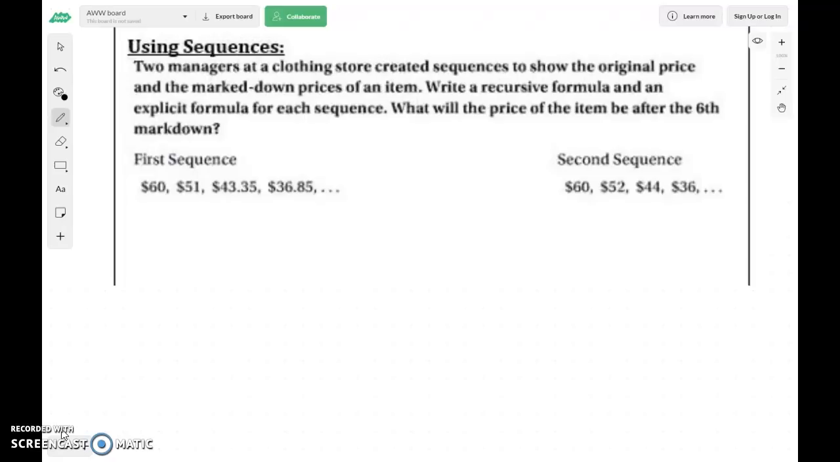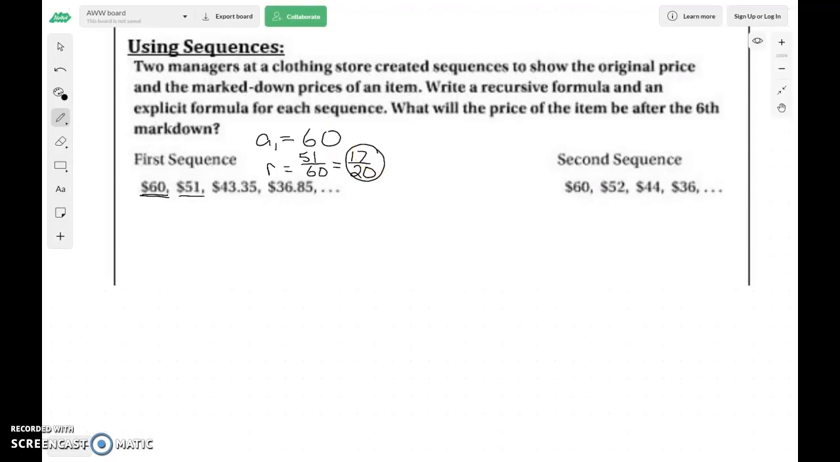So to figure this out, first let's find the explicit and recursive. So for explicit and recursive, we need to know the first term, which here it says is 60. And then we need to know the common ratio, which is going to be the second term, 51, divided by the first term, which is 60. So with this one, I'm actually going to get a fraction when I work it out, and I'm going to need a calculator to make sure I get the correct answer. So when I take 51 divided by 60 in the calculator, I'm going to get an answer of 17 over 20. Now, I want to use that fraction in this problem.